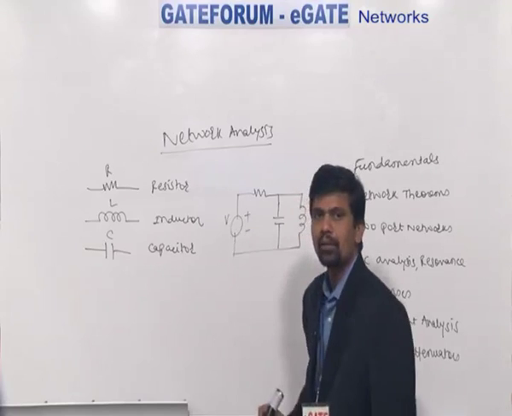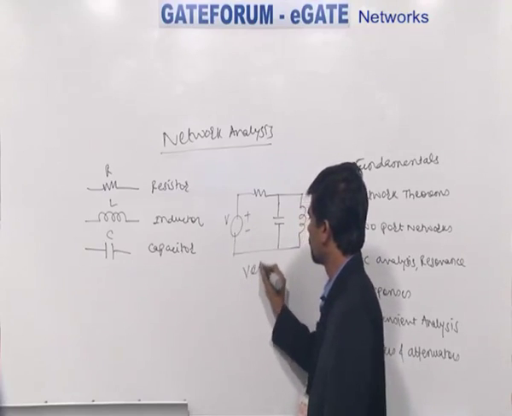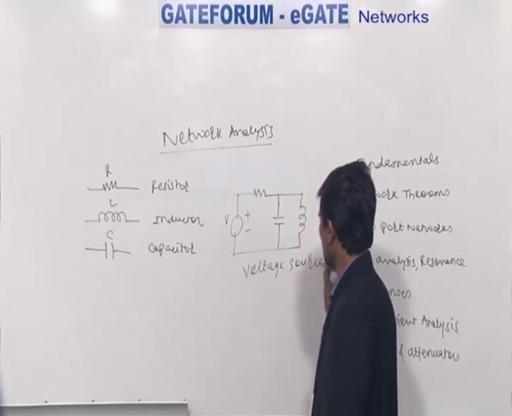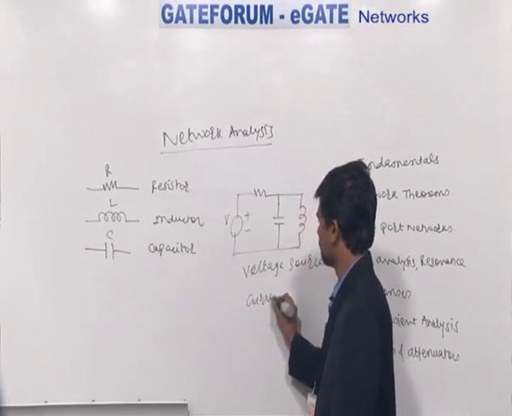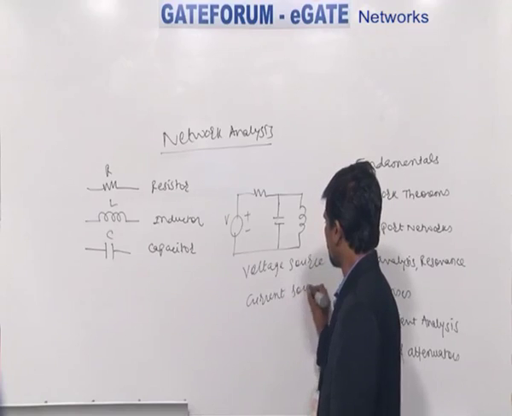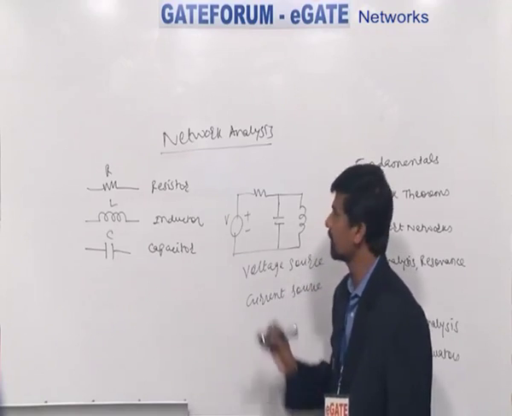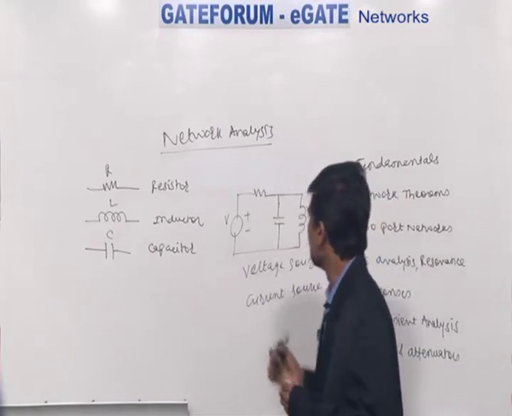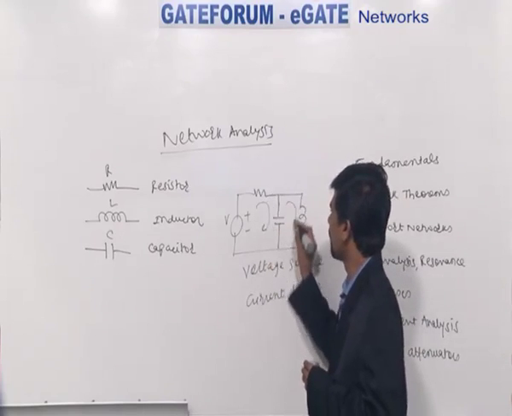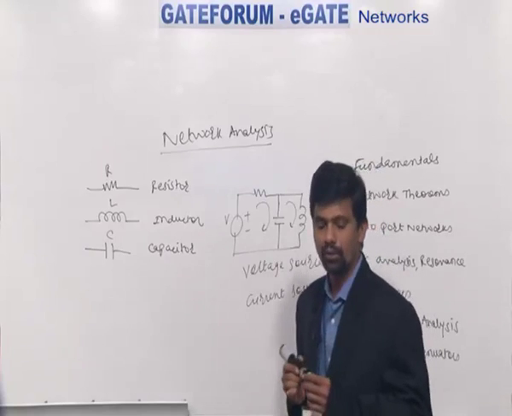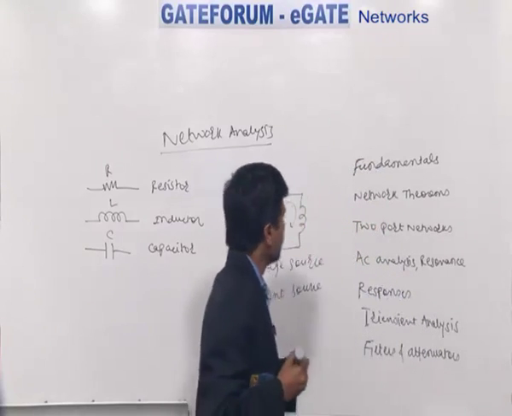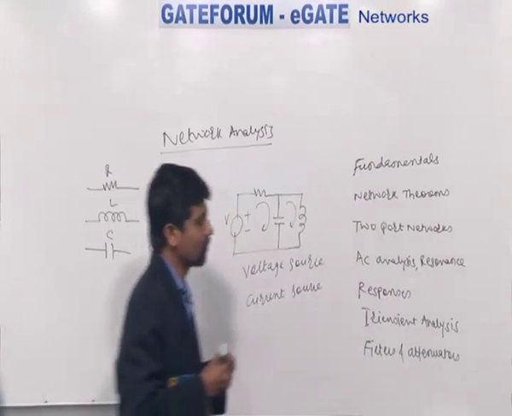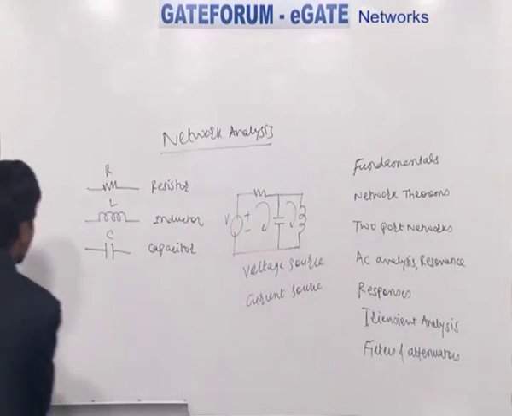So whenever I consider any circuit, it is generally a combination of resistor, inductor and capacitor, where an applied excitation will be there. That might be a voltage source or a current source. So what is a network? A network is basically a combination of resistor, inductor, capacitor, forming a closed path. So we can say that current always flows through a closed path. So let us try to understand the basic element, the resistor, and then we'll move towards the inductor and capacitor.